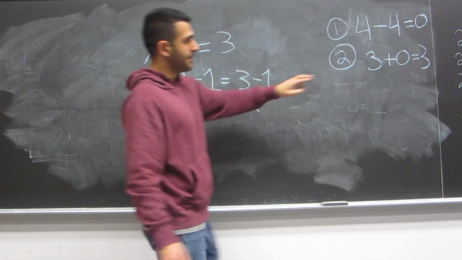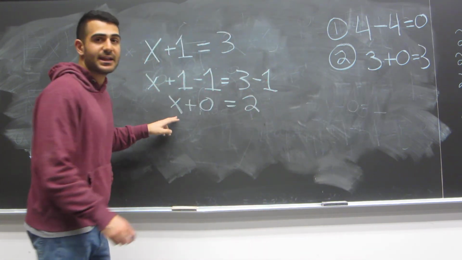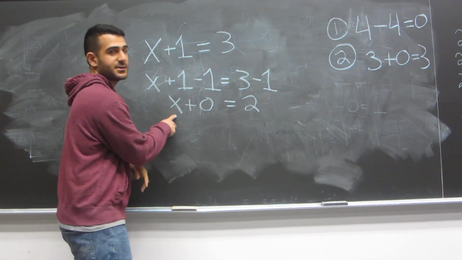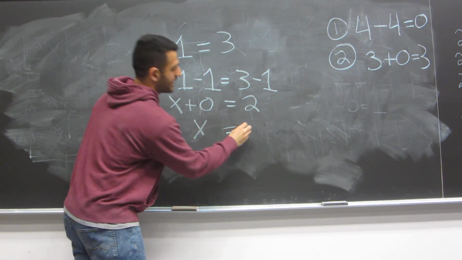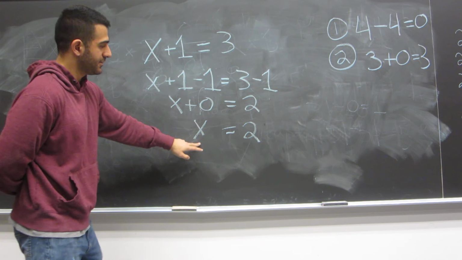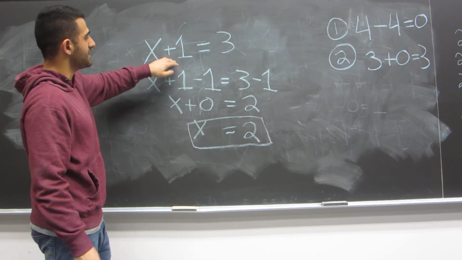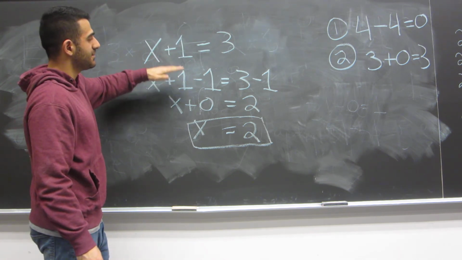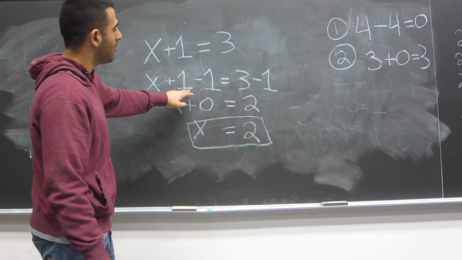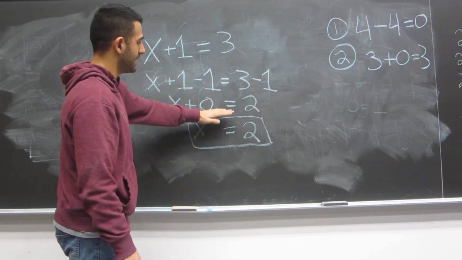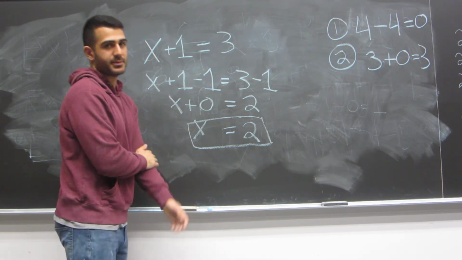Now we use property 2: any number plus 0 is equal to that same number. We're saying that x is a number which we don't know, so we can treat x as a number. So x plus 0 is equal to x. And that's the same thing as saying 2. So we found out that x is equal to 2. We did some algebra here, and you can see how important maintaining equality is at each step. If we did not subtract a 1 from both sides, this would no longer be true.